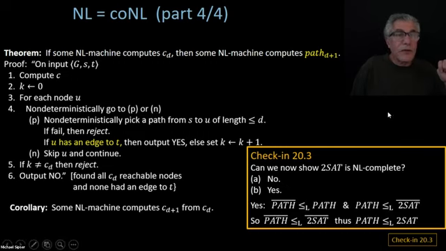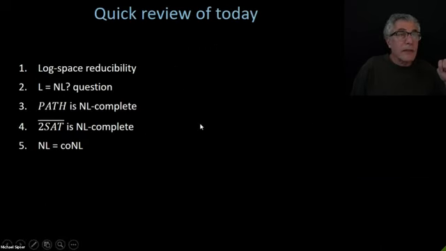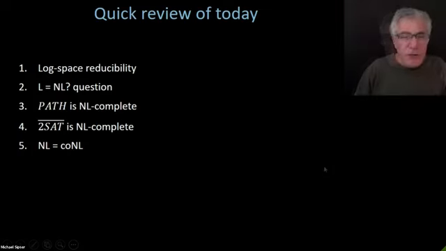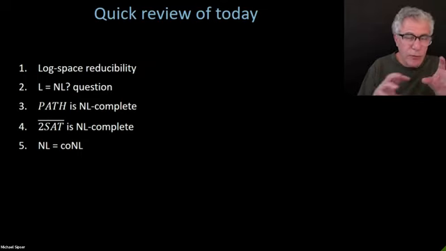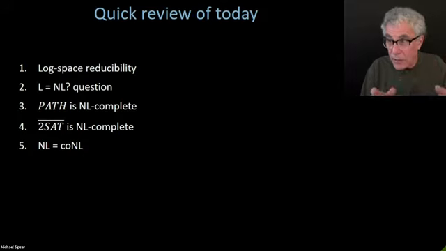Here we ran over. Sorry about that. Quick review. This is what we didn't quite finish, part 5, but we'll finish that next time. When showing PATH is NL complete, we also need to list the nodes for constructing the graph. The slides only mention edges. I kind of skipped that, but you can just write down all the nodes. That's also going to take just log space, as you observe. Technically, when you're writing down a graph, you write down a list of the nodes and a list of the edges. I skipped writing down the nodes, but it's the same.